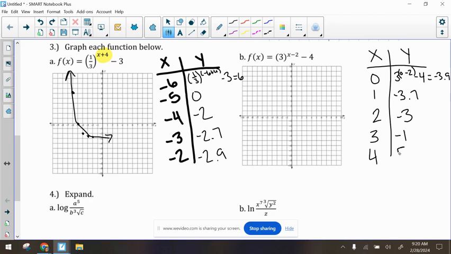negative 1, and positive 5. So once I build my table, I'm good to go ahead and graph it. So 0, negative 3.9, negative 3.7, and increasing from there as I graph my points. Again, I'm starting along that asymptote, should be pretty flat, and then rising from there.